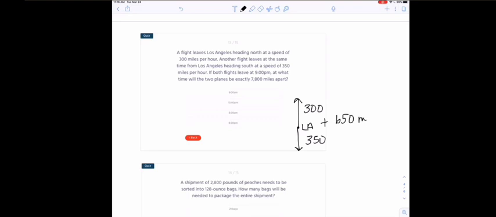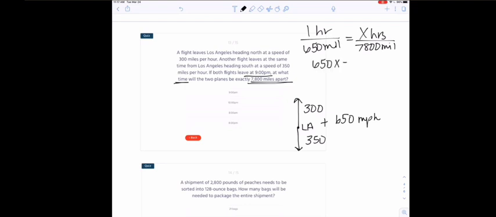So that means that every hour, they are 650 miles further from each other, okay? What I want to know is, if the flights leave at 9, at what time will they be this apart? So I'm looking for the time of certain miles apart. So x hours is to 7,800 miles. Well, I know that in 1 hour, they travel 650 miles. So let's cross multiply. 650x, 1 times 7,800 is 7,800.